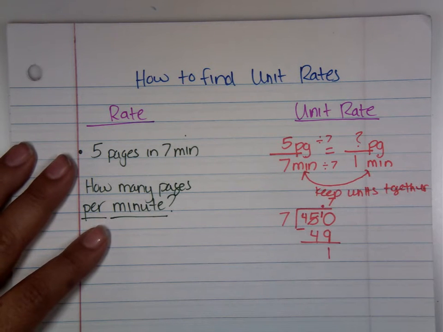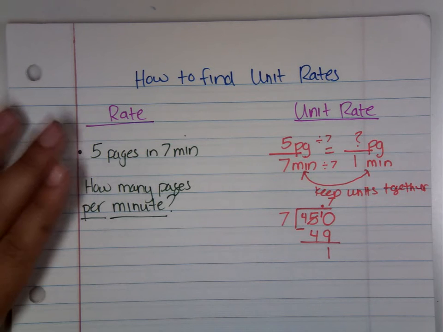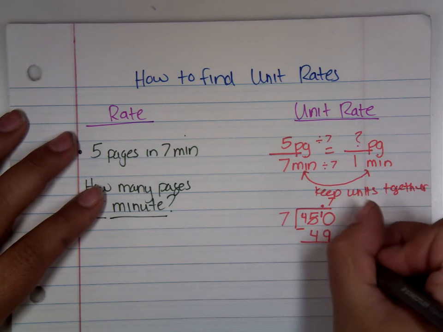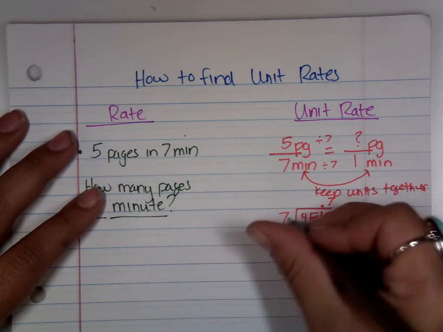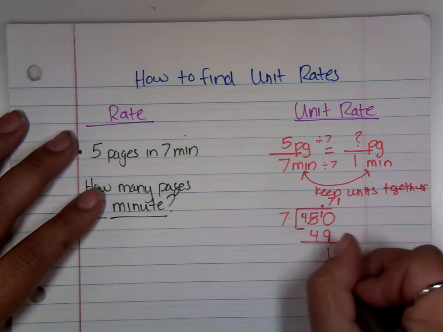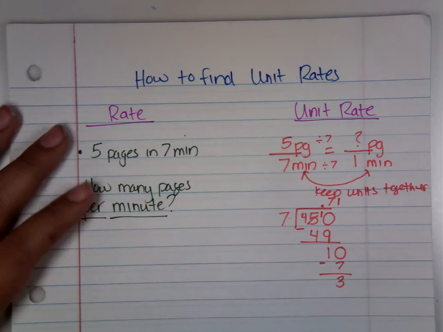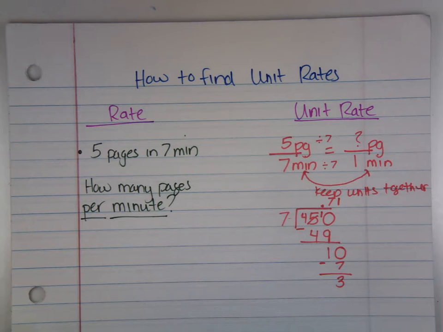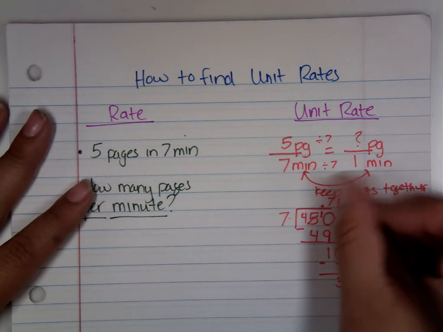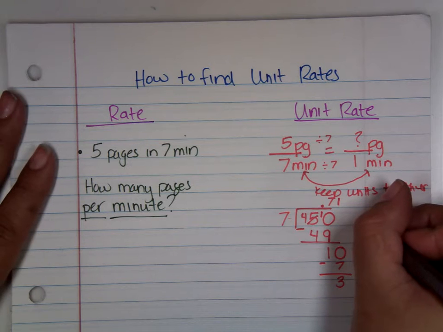Okay? I want another decimal place. So what do I have to do? Good, I'm going to add another 0. 7 goes into 10 one time, which is 7. I'm going to subtract, and I get a 3. Okay? We're just going to leave it here for now at 0.71. This means that in 1 minute, he can read 0.71 pages.